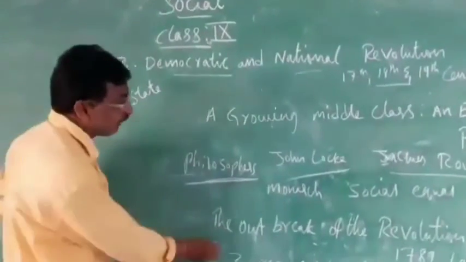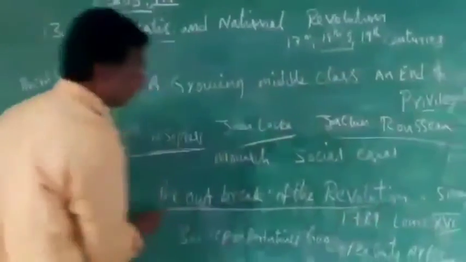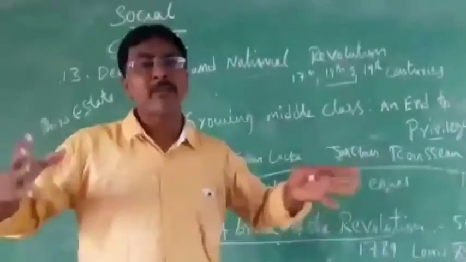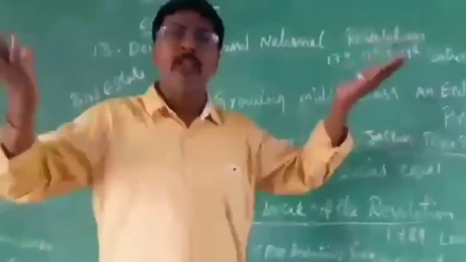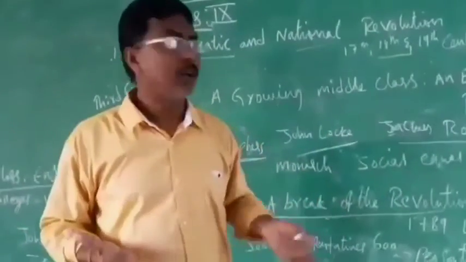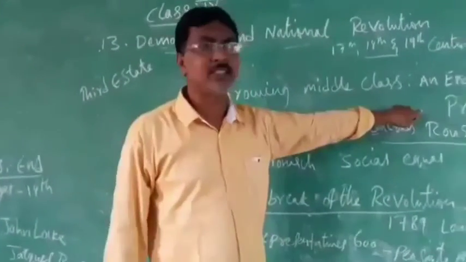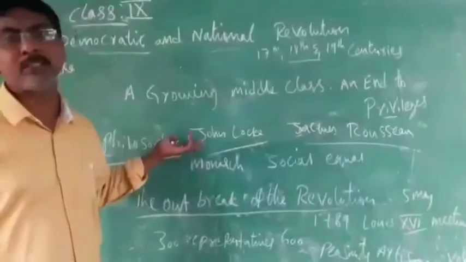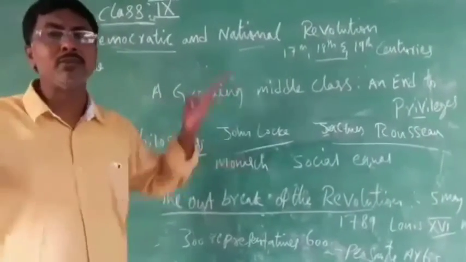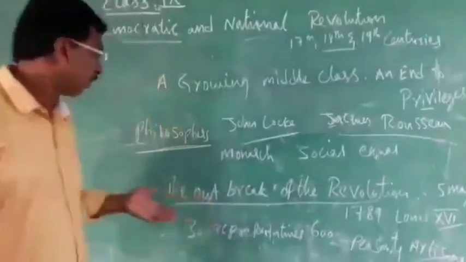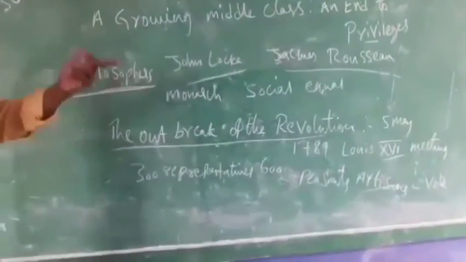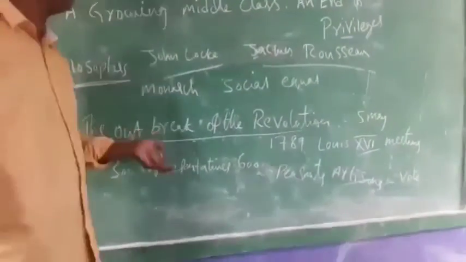And you see the outbreak of revolution started. Before that the people didn't know. Why? Because I told you the middle class people's income was increasing, and they wanted to put an end to the privileges of the first and second estates. And the philosophers gave the suggestion that you should do revolution. So one day, you see the outbreak of revolution. How was the revolution started? 5th May 1789.